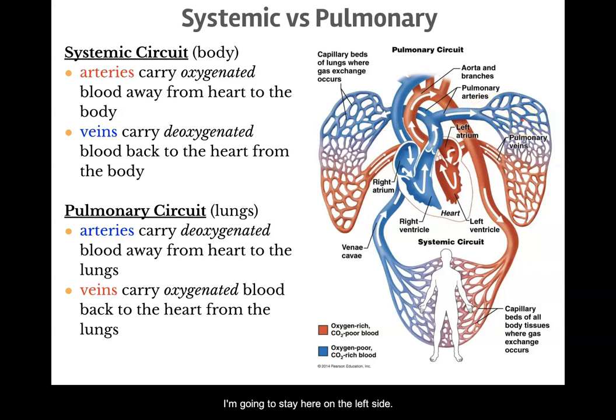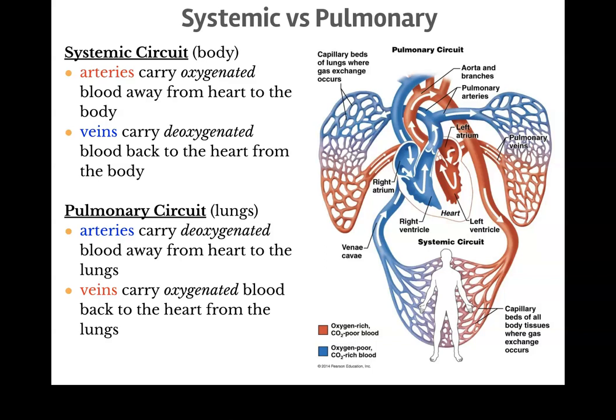I'm going to stay here on the left side. So then here, now I have capillary beds within the lungs. These are going to be very tightly associated with the alveoli in the lungs, as you'll learn in the respiratory chapter. And this is where gas exchange occurs. And this is where I now switch carbon dioxide back to the lungs and take in beautiful oxygen from my lungs.